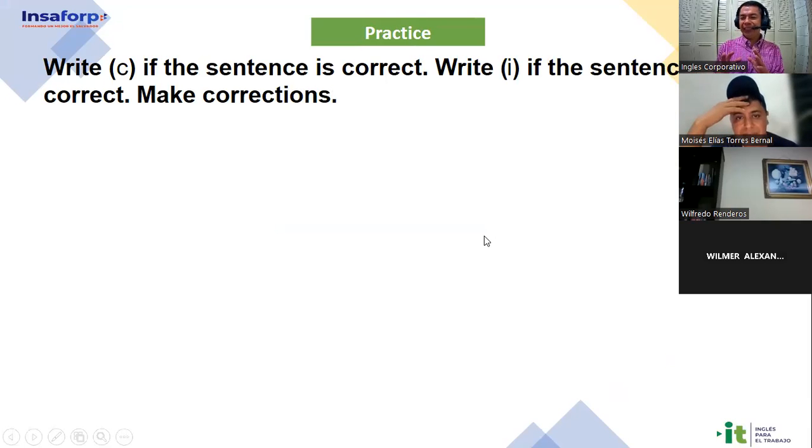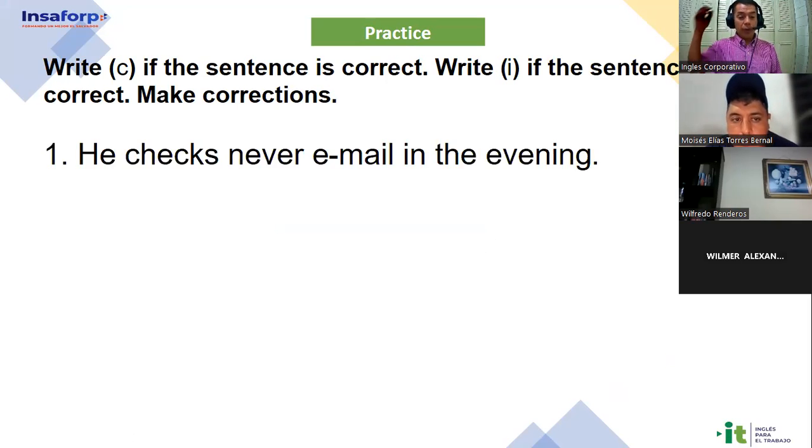here we have some examples, right? And some sentences are correct. But some sentences are incorrect. So we are going to see if it is correct. No problem, right? No problem. But if the sentence is incorrect, you're going to put I, right? And then we are going to make the correction, right? Let's go to number one, right?